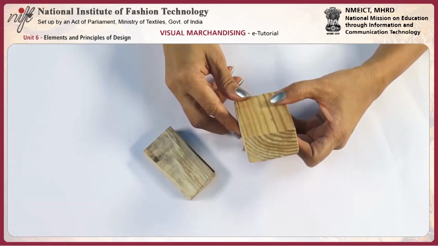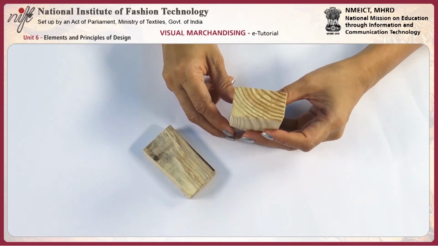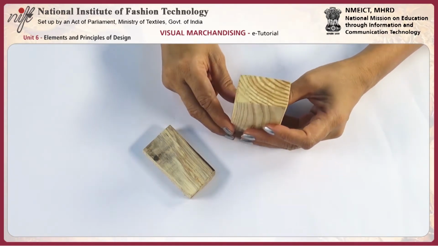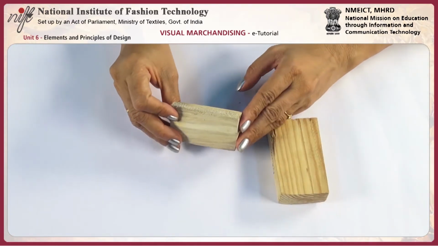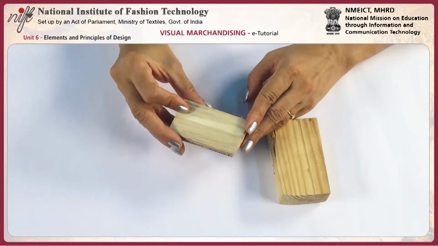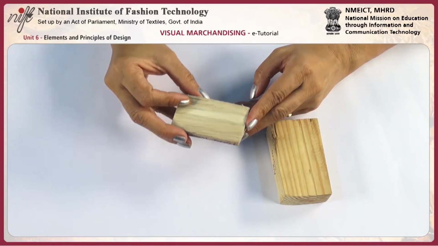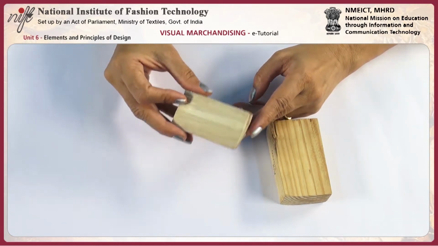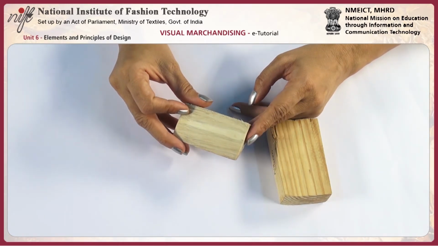Now pine is a very soft wood and it is wonderful to work with and create props and other display systems in VM. The other cheaper version is a local wood, the finishing for which may not be that nice. However, since it is cheap, it might be used for making furniture, props, etc.